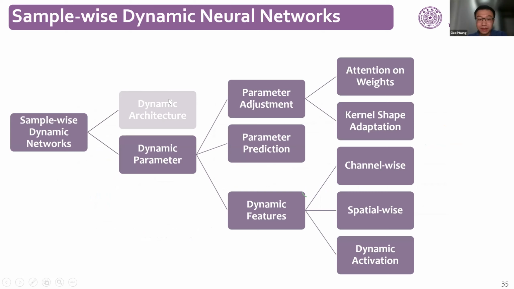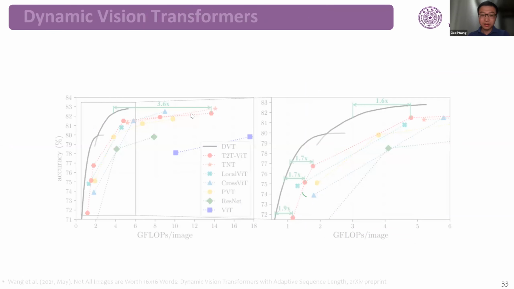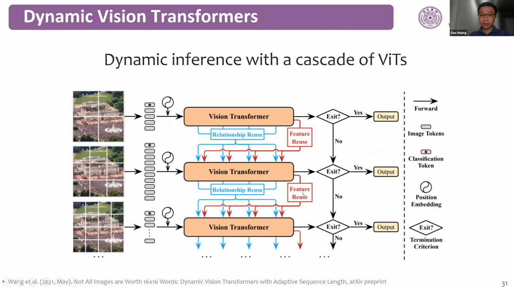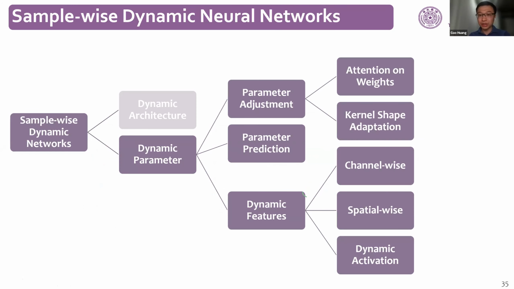Okay, and actually, what I introduced, the dynamic architecture, belongs to one category, and there's another important category called dynamic parameter. Like the dynamic ViT, the architecture is conditioned on the input, and there are a lot of possibilities. Here the network parameter is conditioned on the input, and I will give a brief summary of the key ideas behind the dynamic parameter network.